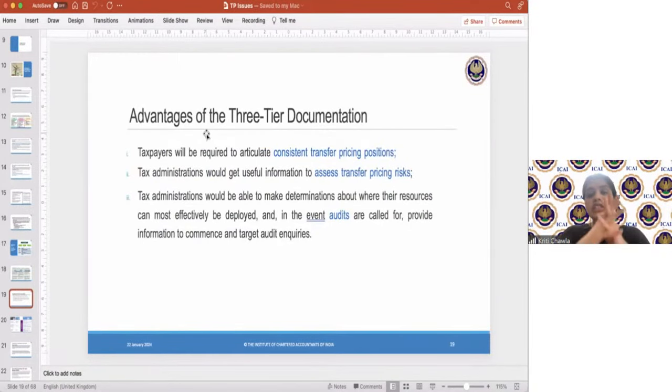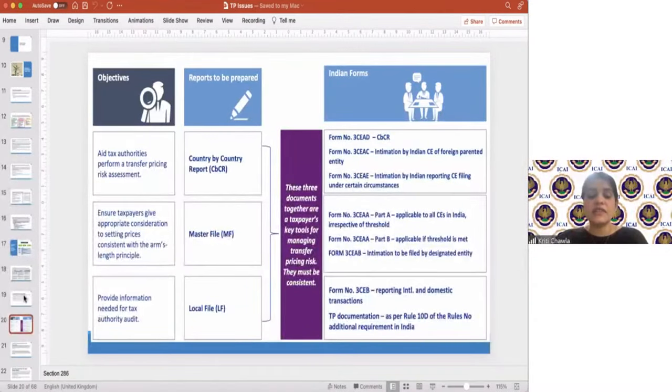If you look at the advantages of CBCR, there are consistent transfer pricing positions. Whatever the company is doing in USA, in India, or in UK or South Africa, everything is going to become consistent. This is how the department can also make audits and determine what the transfer pricing risks are, etc. So the major advantage of a three-tier documentation structure is to have a consistent transfer pricing position. As far as India is concerned, these requirements are provided in section 92D and section 286.